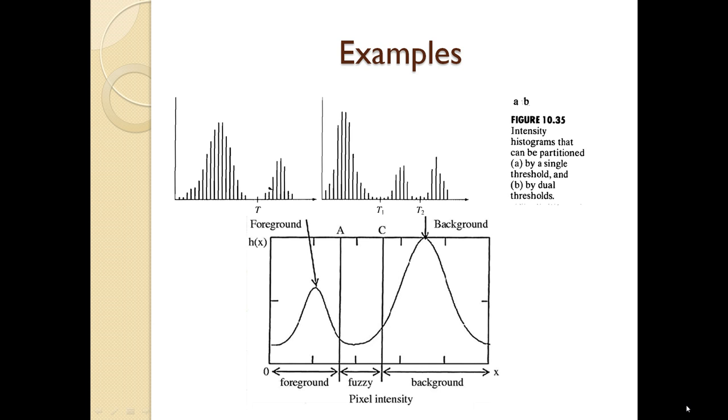So if you consider A and C as thresholds as well, then you can also see, maybe on the left there's the foreground, and then in between A and C it's kind of an in-between area, and then to the right of C is the background, the background pixel elements.